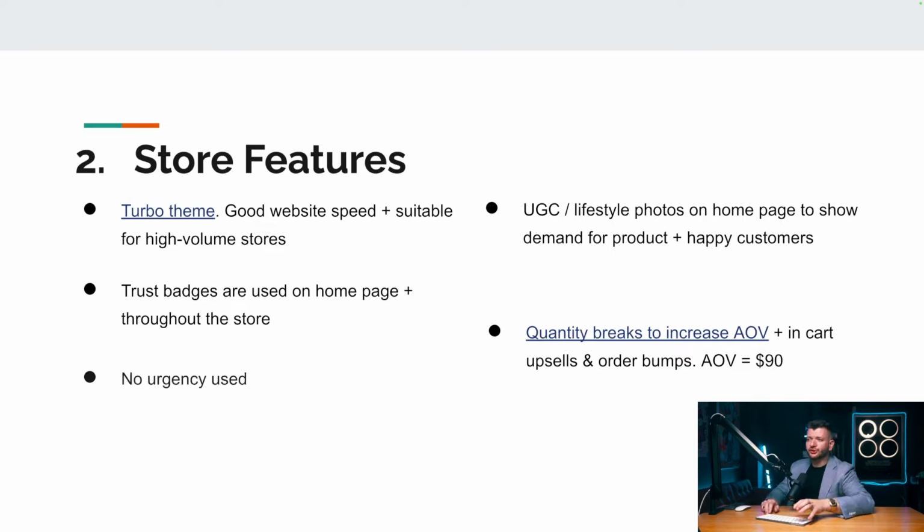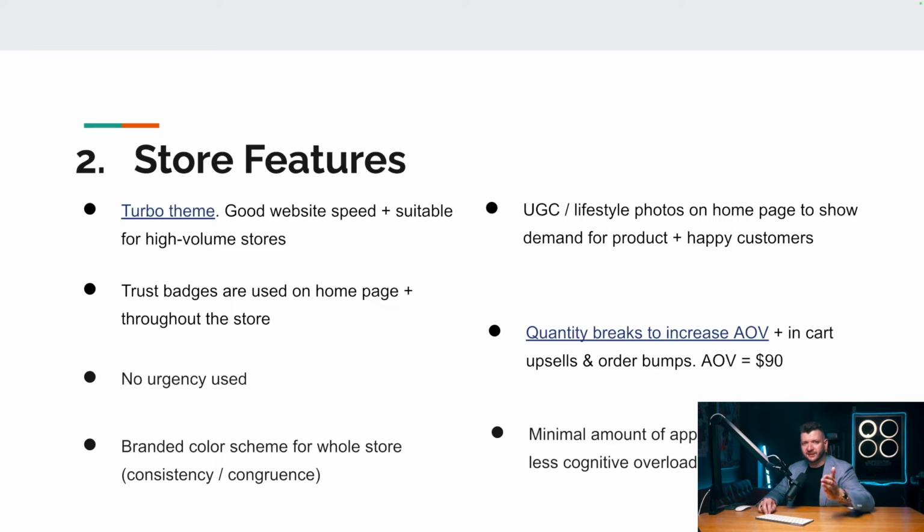We're sticking with a branded color scheme for the whole store for consistency and congruence. This is one of the things that people use when making decisions. Let's say your homepage is green and then you're taking people to the product page and the product page is brown and then people go to the cart page and the cart page is red. Obviously it's very incongruent. So you want to make sure that the whole website with all of the pages that you have is congruent and in the same color.